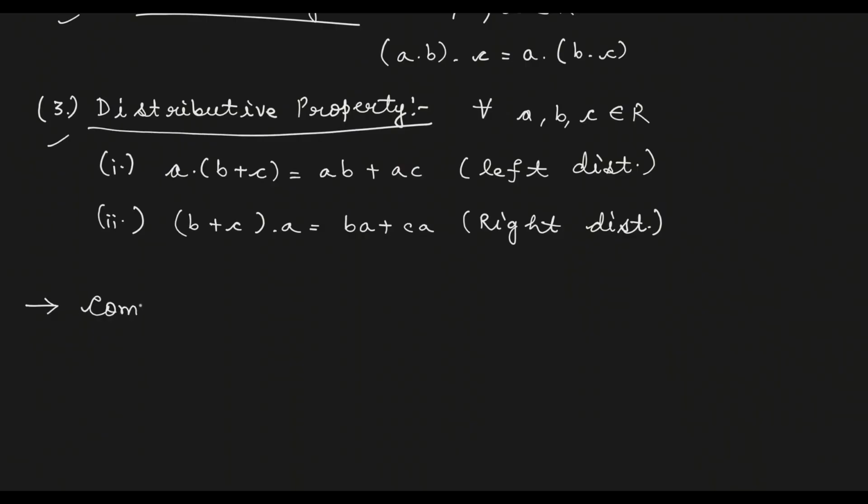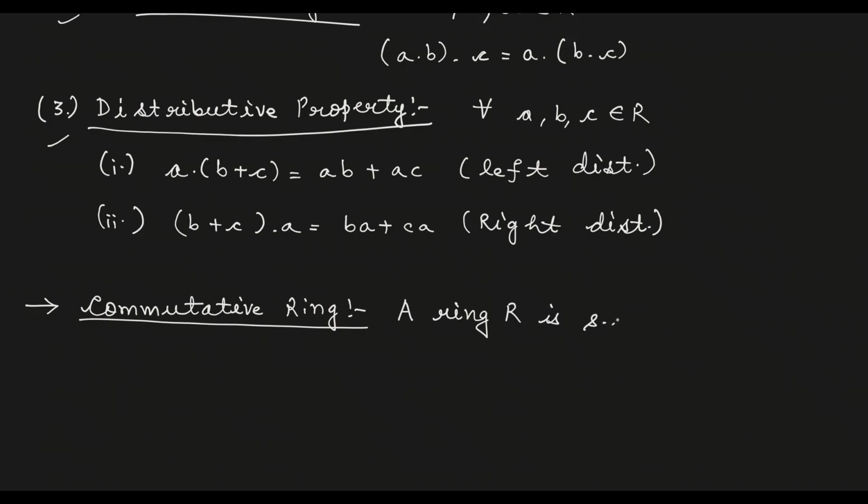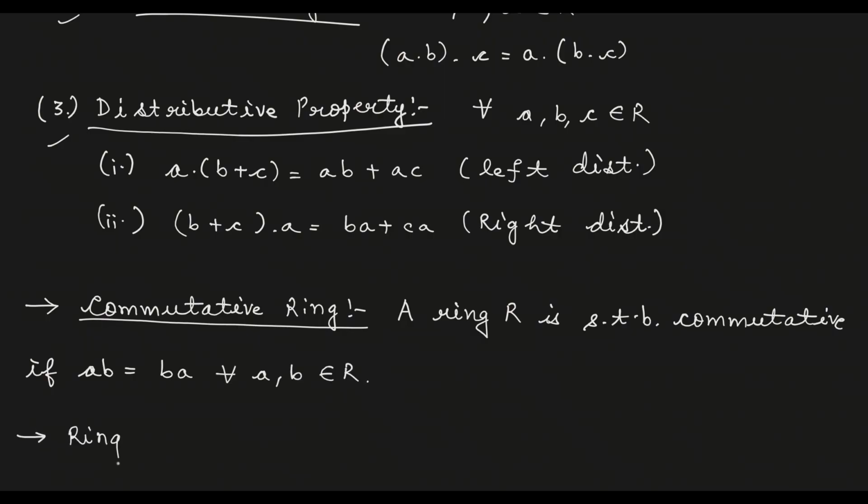Next, commutative ring. A ring R is said to be commutative if ab is equals to ba for all a, b belongs to R. Next, ring with unity.